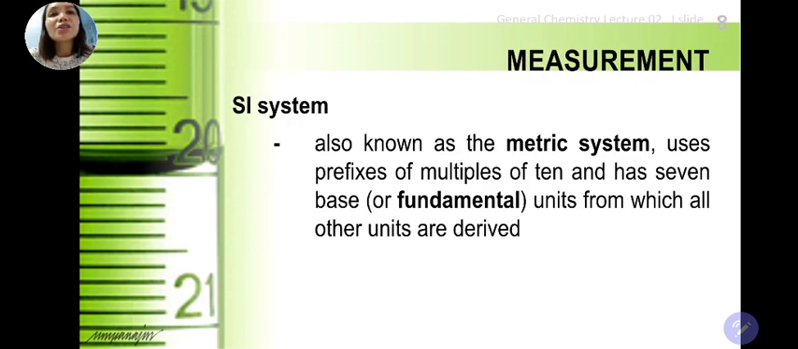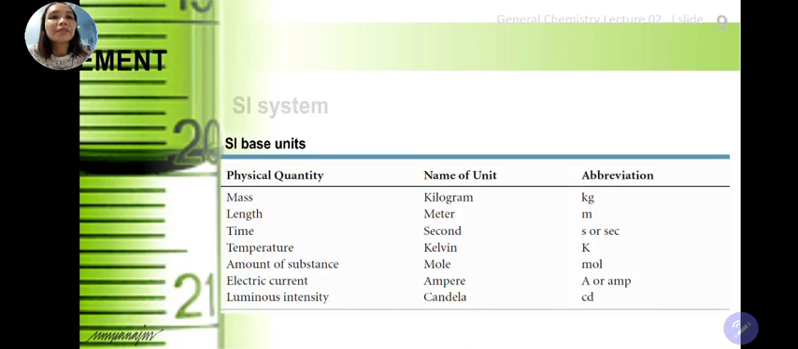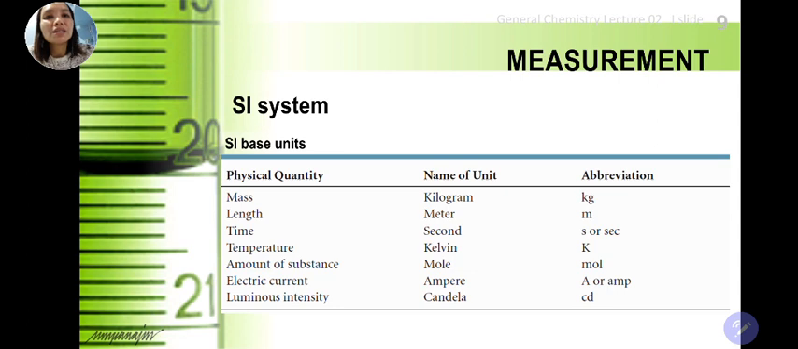So, yung next naman natin na unit of measurement aside from the English type is the SI system, or also known as the metric system of measurement. It uses prefixes of multiples of 10 and has 7 base or fundamental units from which all other units are derived. So, these are your SI base units for length, mass, time, temperature, amount of substance, electric current, luminous intensity.